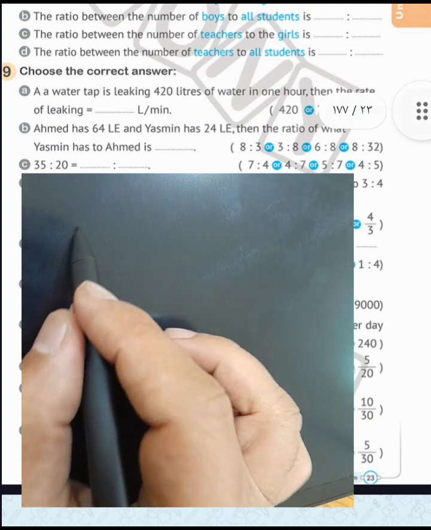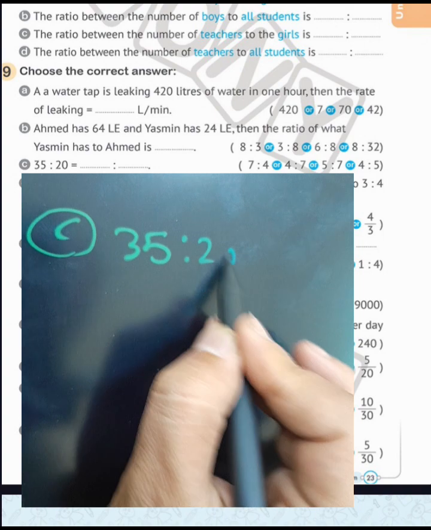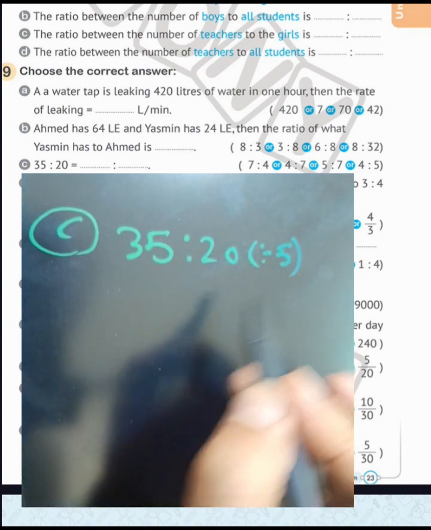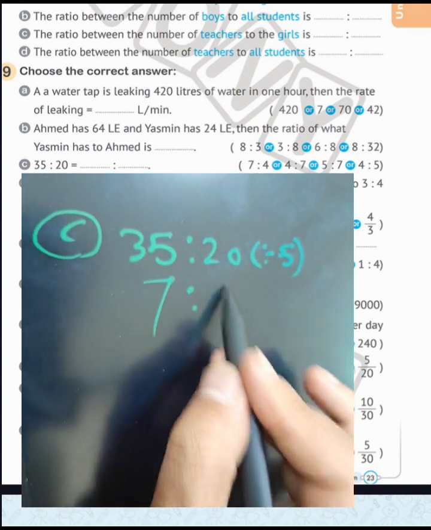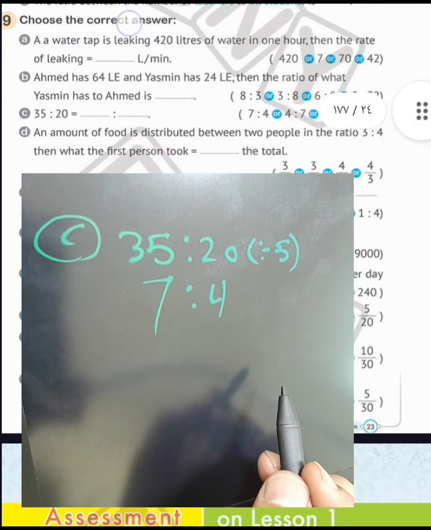Next question, letter C. 35 to 20, we can divide it by 5. 35 divided by 5 is 7. 20 divided by 5 equals 4. Next question D.